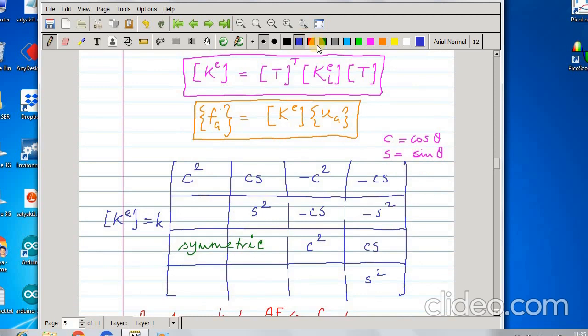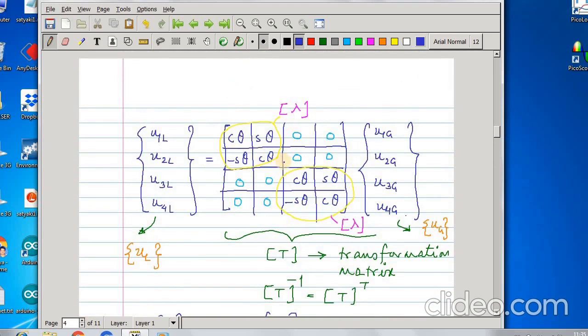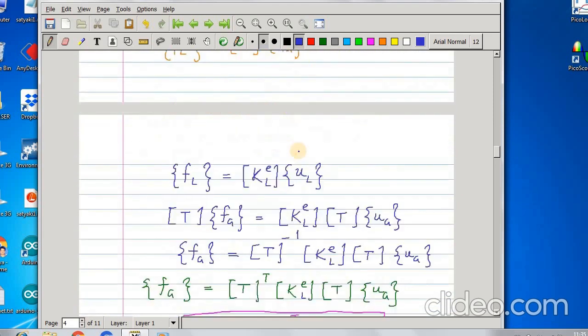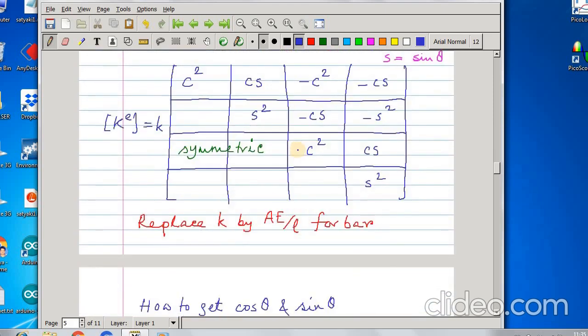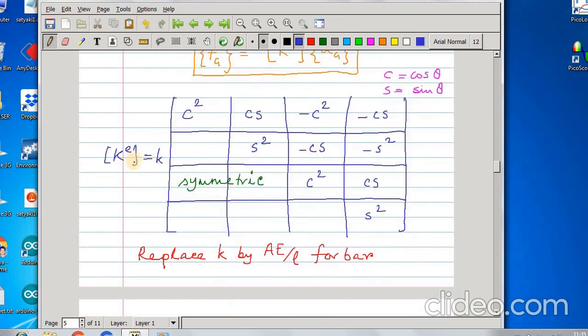Now if you do this multiplication, because you know what is there in T, you know that in T these are the terms. If you perform the matrix multiplication, then you get K times cos squared, cosine, minus cos squared, minus cosine, and so on. And this matrix is a symmetric matrix. So all stiffness matrices are symmetric.